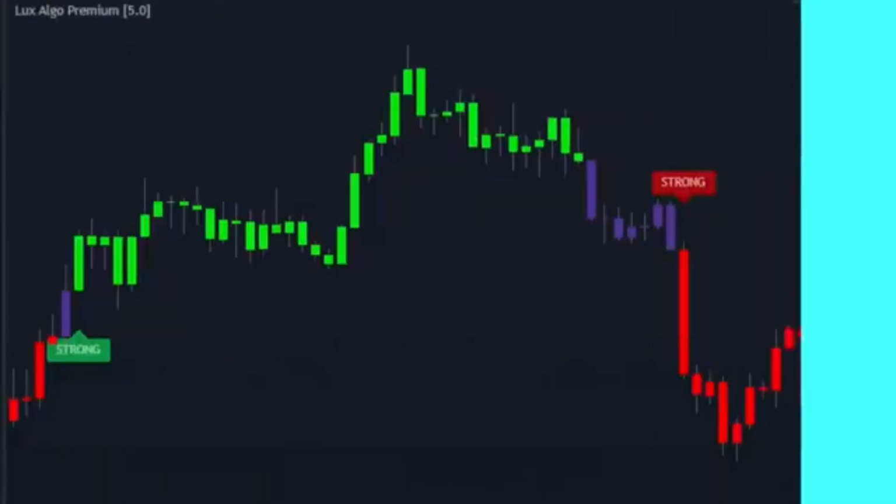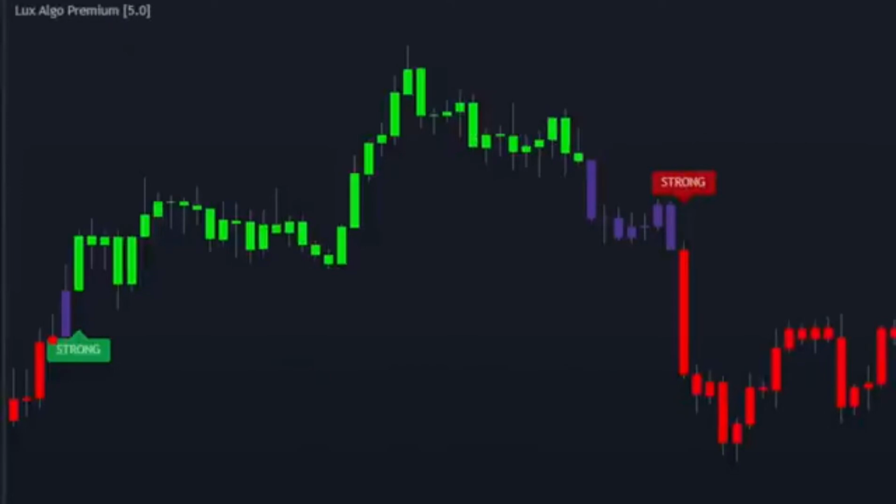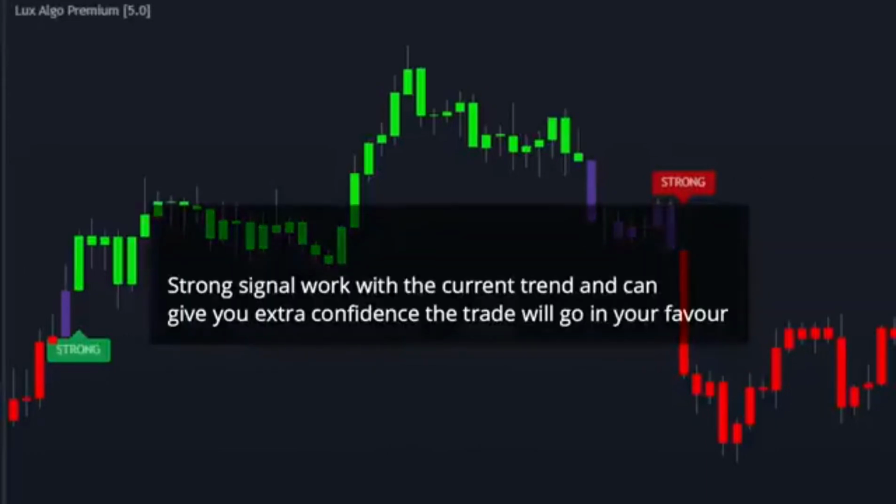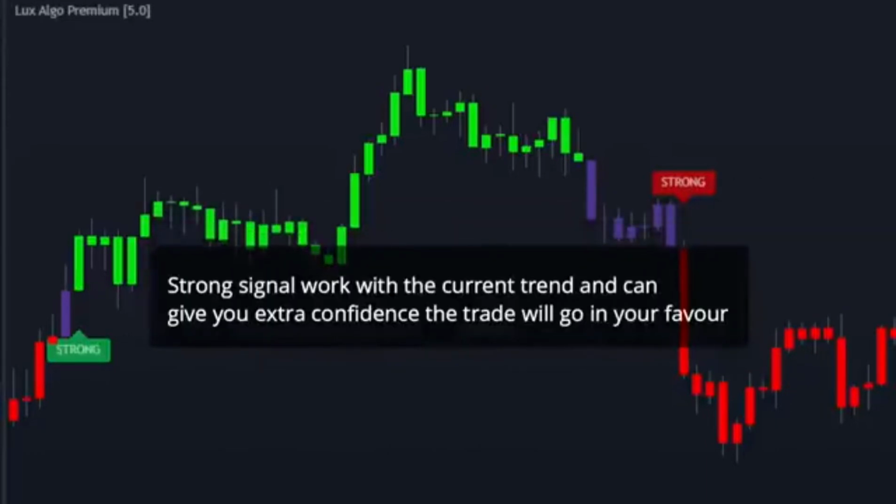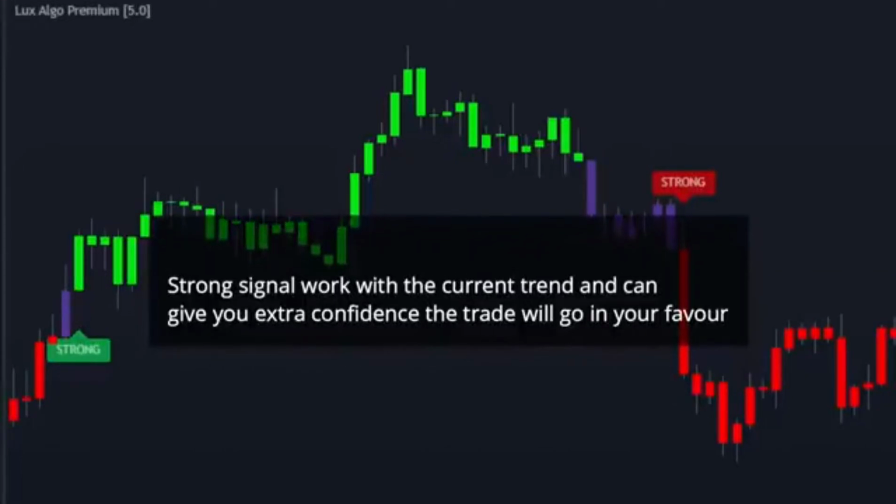In addition to normal buy and sell signals, there are also strong buy and strong sell signals. These strong signals typically work with the current trend and can give you extra confidence the trade will go in your favour.